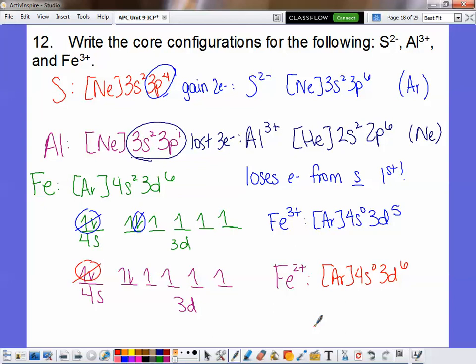Okay? All right, we have one more problem to do, and that is number 13. We're going to be looking at the different rules for filling electron configurations and stuff like that.